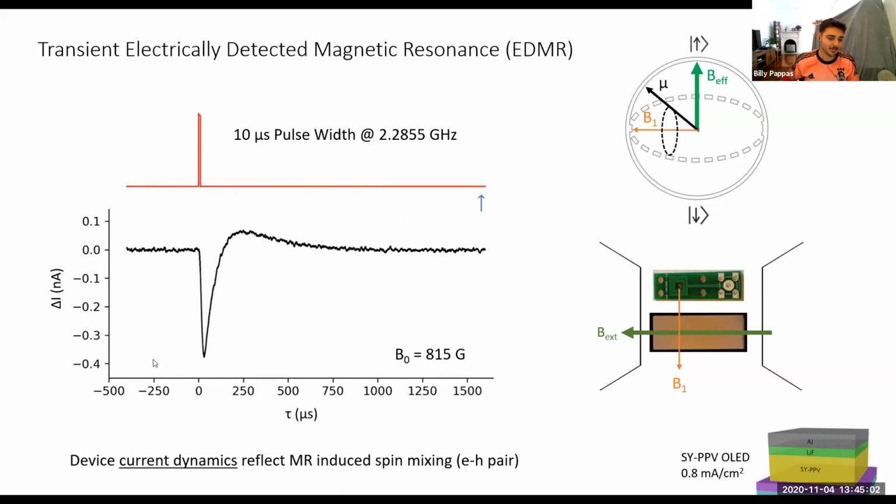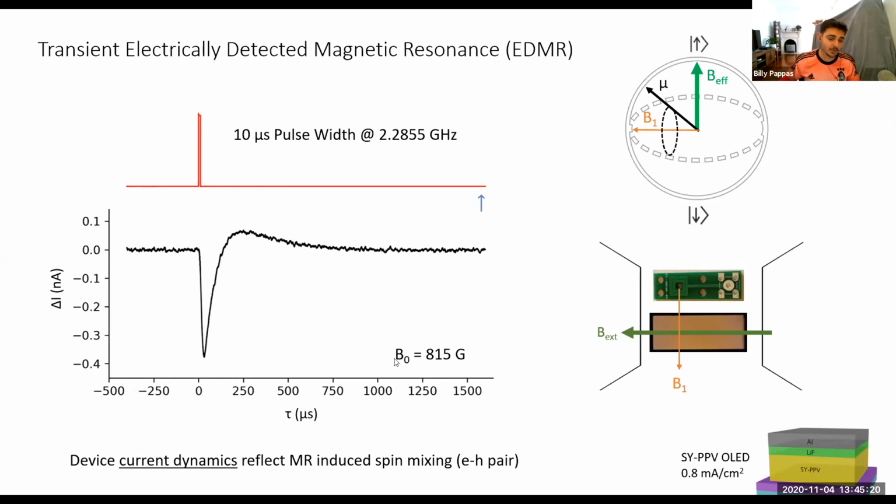And as we apply this pulse across where there's some B0 of 815 Gauss, we hit resonance and we see a quenching in the current. So if we look over here, we're measuring the current in the device, and we see some prompt quenching followed by some delayed enhancement of the current.